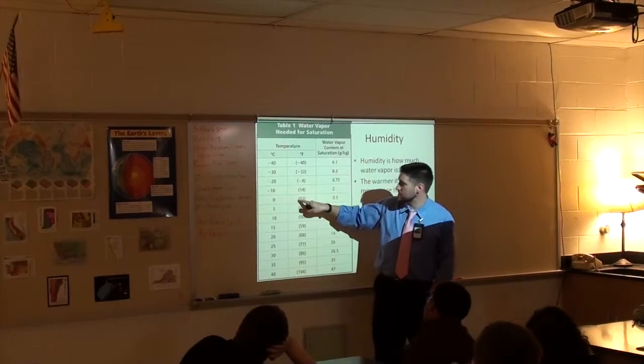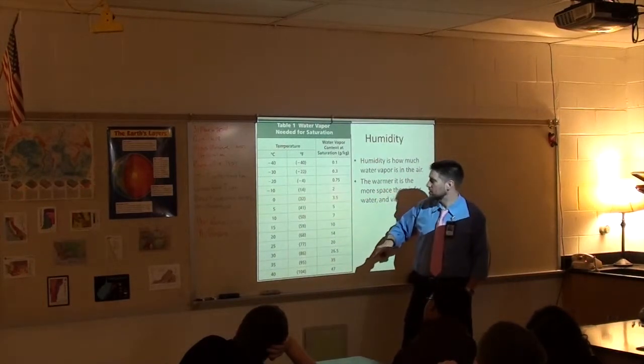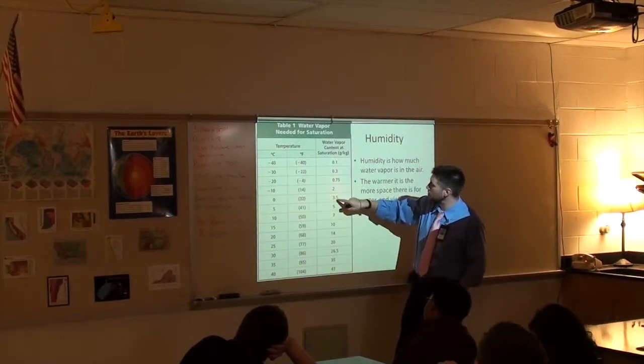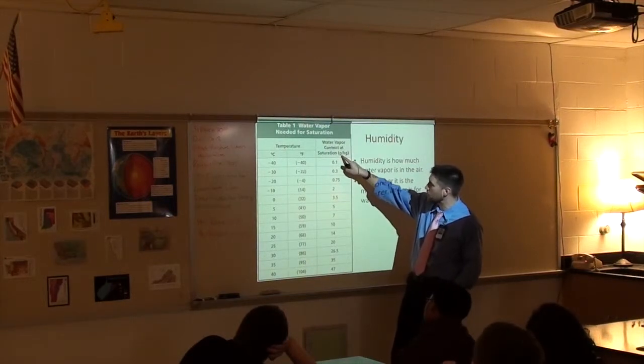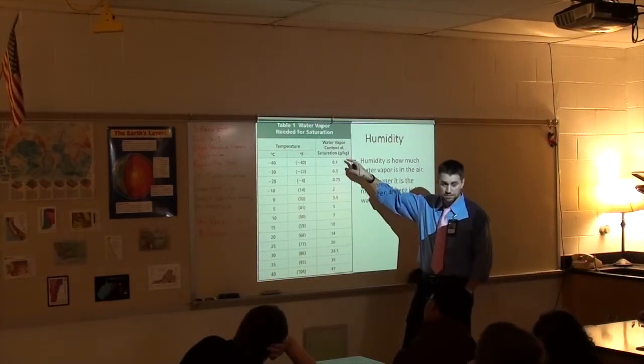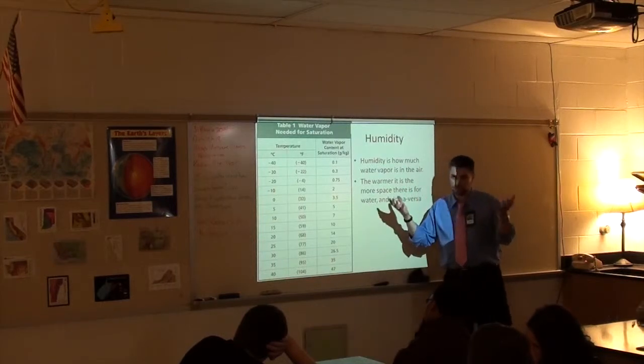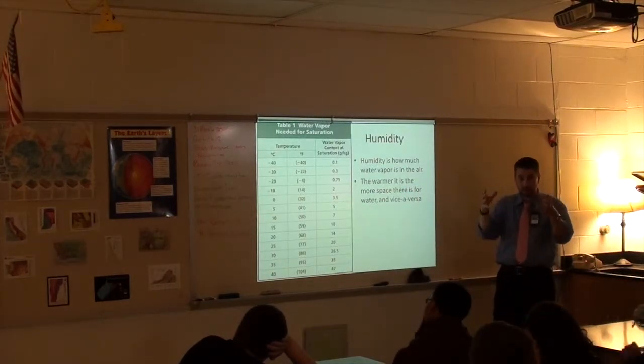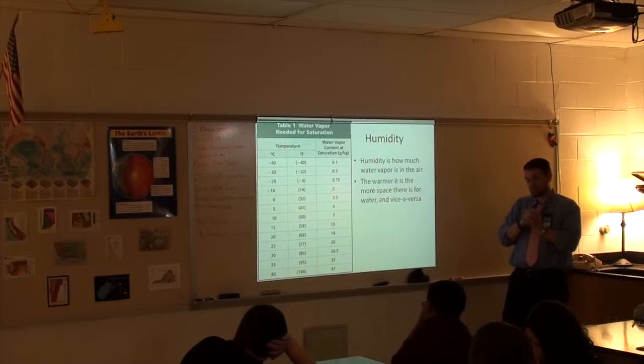So if we're at 0 degrees Celsius, 32 degrees Fahrenheit, the air can hold 3.5 grams of water per kilogram of air, or 3.5 grams of water in a piece of air. Okay, 3.5 grams, not a whole lot.